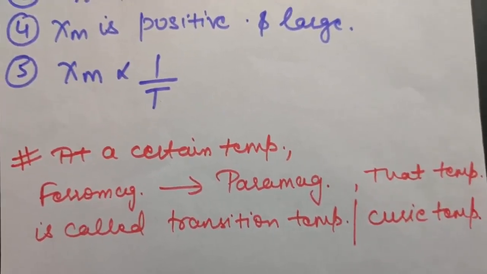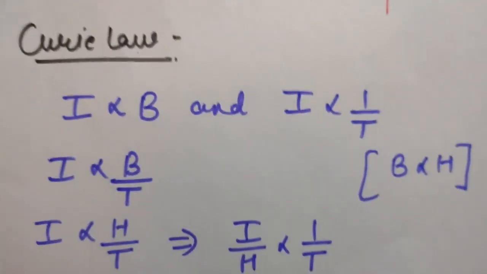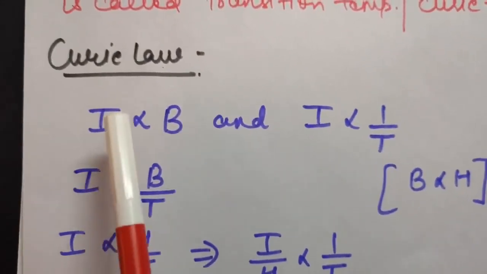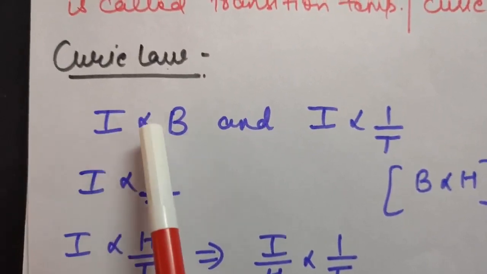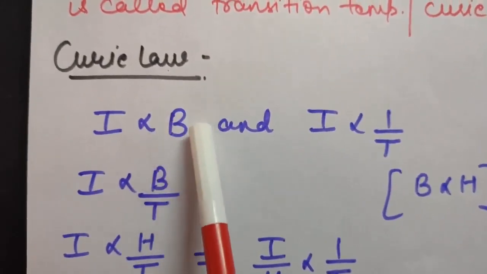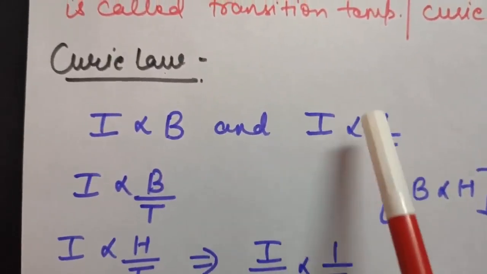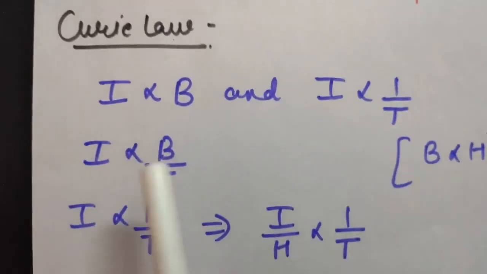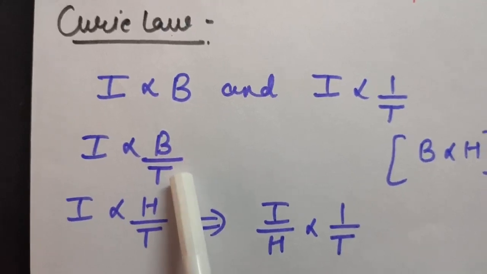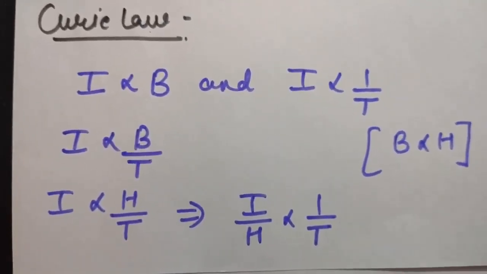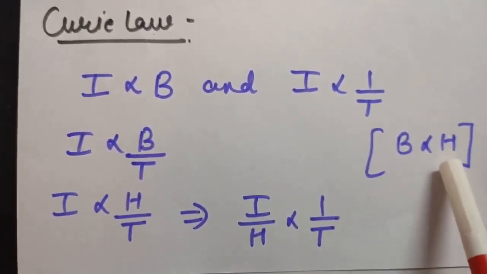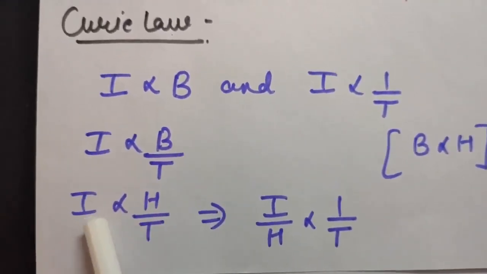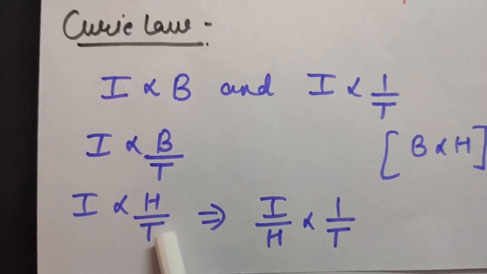From this comes Curie's law. According to Curie's law, the intensity of magnetization is directly proportional to the magnetic induction, that is B, and inversely proportional to the temperature. If we combine them, we get I is directly proportional to B by T. Now, as you know, B is equal to mu H, that is, B is directly proportional to H. So instead of B, I can write H. That means I is directly proportional to H by T.